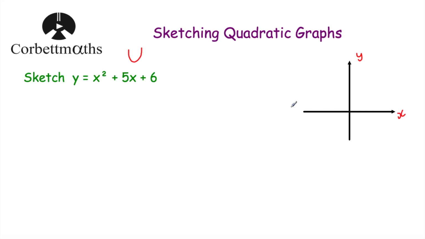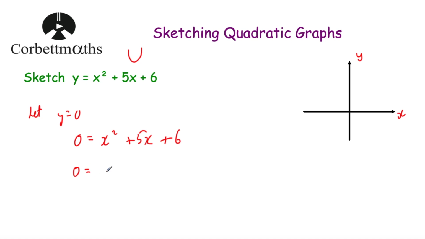And to find where it crosses the x-axis, we're going to let y equal 0, because where it crosses the x-axis, the height of the graph is 0. So if we let y equal 0, we're going to get 0 equals x squared plus 5x plus 6. And then let's try and solve this quadratic, and if we can solve it, it'll tell us where this graph crosses the x-axis. So to solve this quadratic, I'm going to try factorization to begin with.